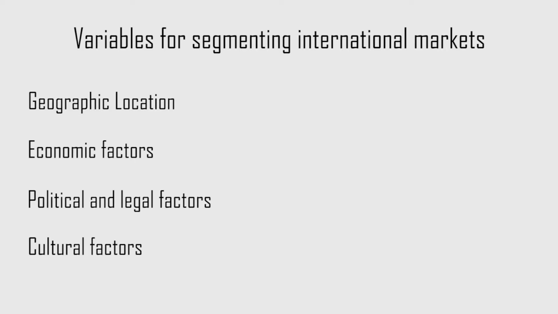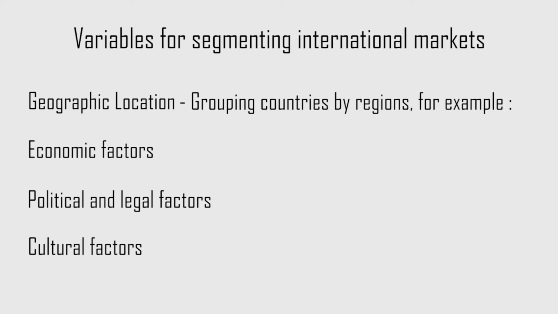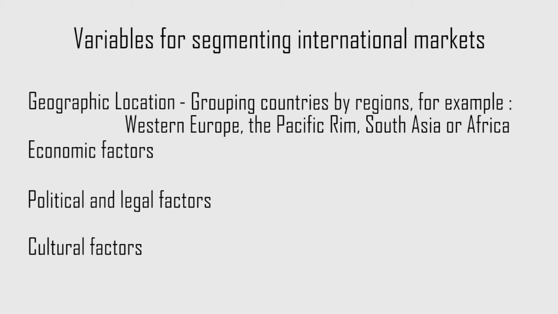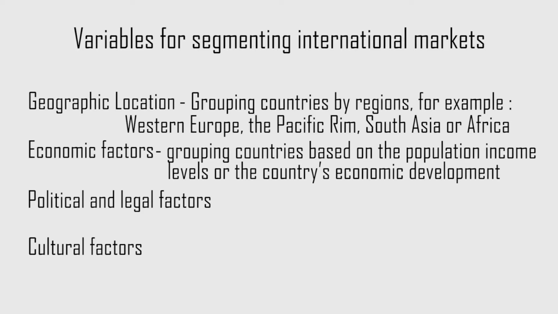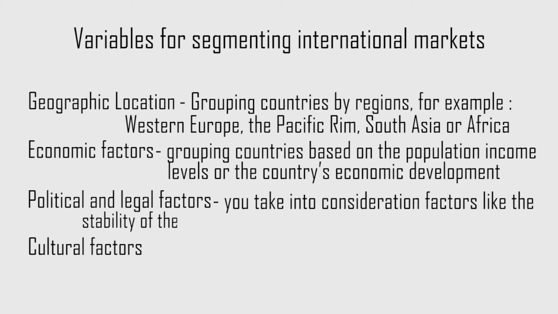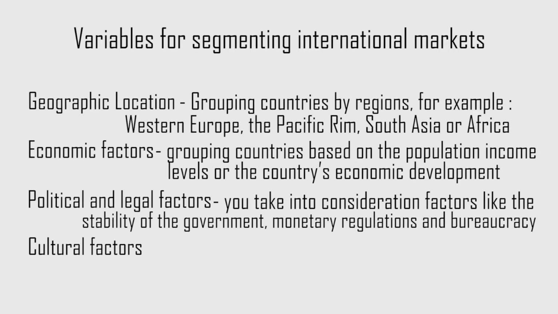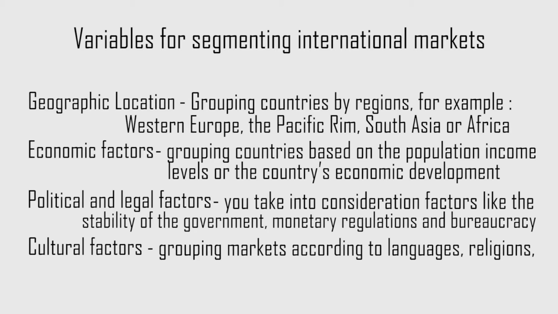The first one is grouping countries by regions, for example, Western Europe, the Pacific Rim, South Asia, or Africa. The second one refers to grouping countries based on the population income levels or the country's economic development. The third one is where you take into consideration factors like the stability of the government or the monetary regulations and the amount of the bureaucracy. And the last one means grouping markets according to languages, religion, values, or behavioral patterns.